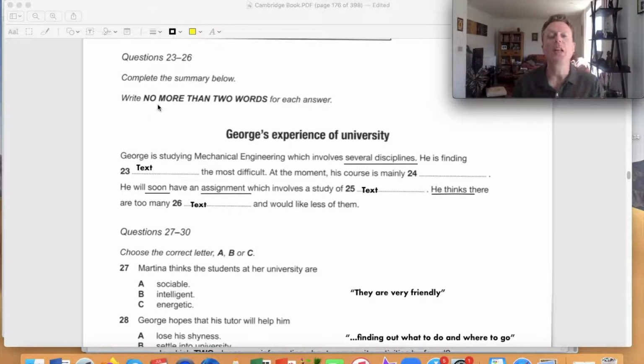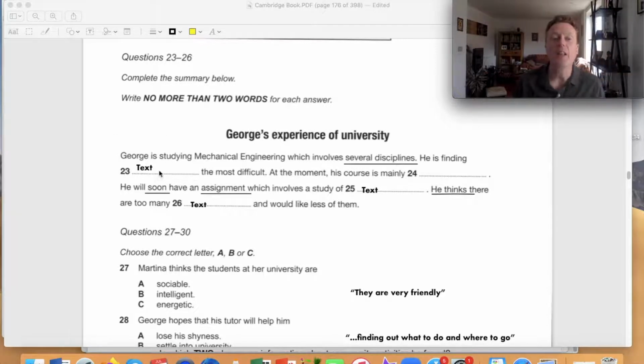Number 2 is skim read for your context. In this case, our title helps. It says George's experience of university. So our context, somebody called George talking about their experience of university. This is a part 3 task, so we know what? That's right, 2 people talking. So we know George is talking to someone else about his experience of university. So number 1, instructions. Number 2, context.